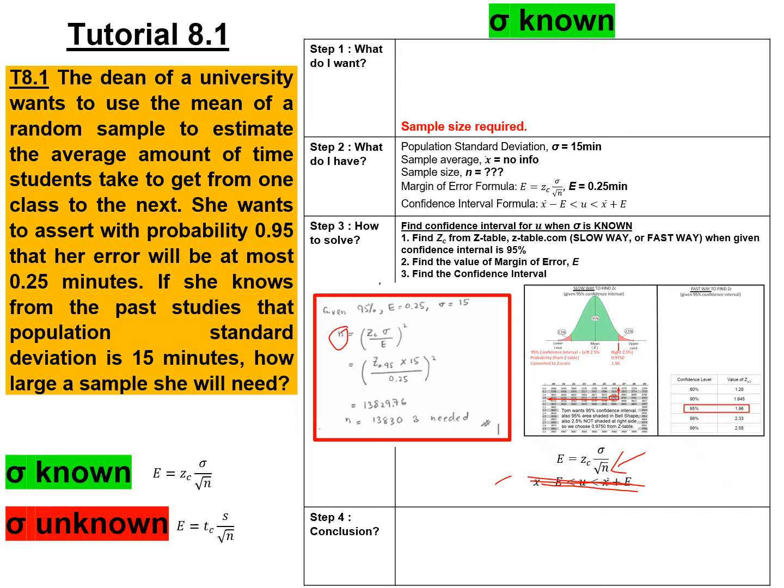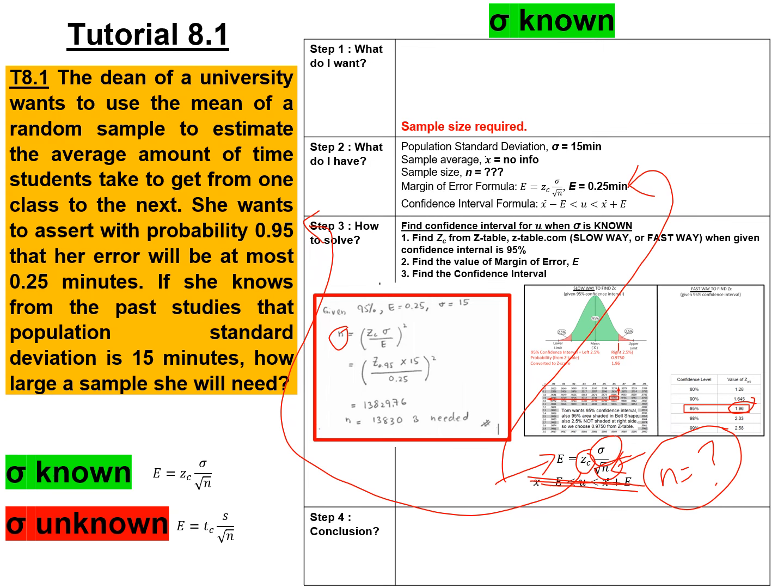the n. So do we have the E? Yes, we have the E. The error margin is 0.25. Do we have the ZC? Yes, we have ZC because the dean says that 95% confidence level. So ZC is 1.96. Do we have the n? No, we don't have the n. This is what we want to find. Do we have the population standard deviation? Yes, we have population standard deviation is given as 15 minutes.